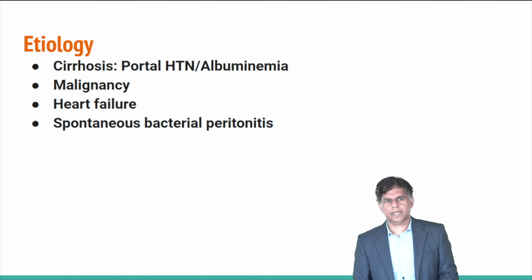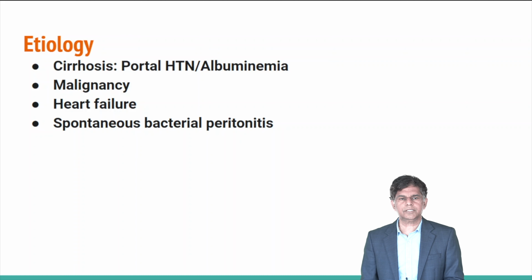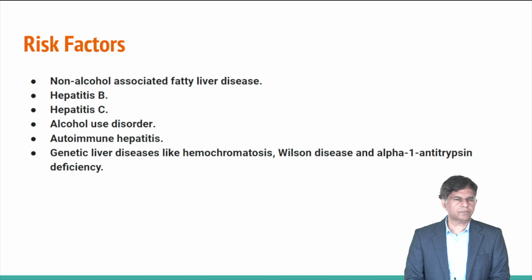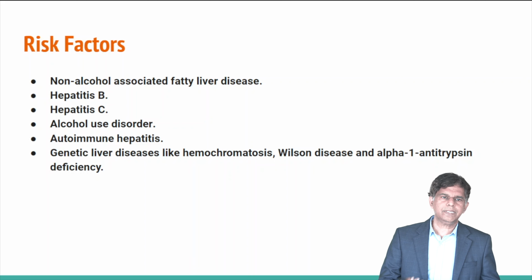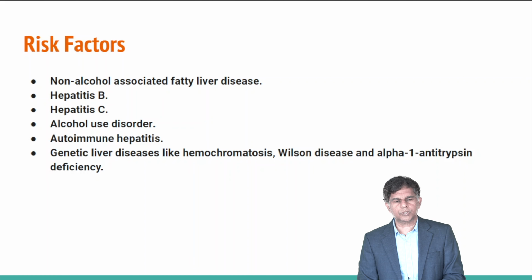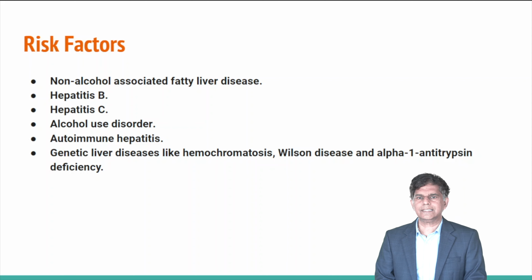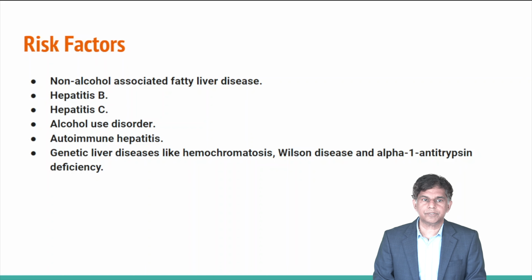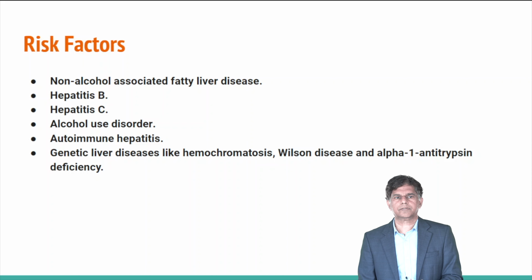So etiology, we said cirrhosis, portal hypertension, hypoalbuminemia, malignancy, heart failure, and you could have spontaneous bacterial peritonitis. When you look at the risk factors, of course liver disease can cause cirrhosis, right? Hepatitis B, C, alcohol use, autoimmune hepatitis, genetic liver disease, hemochromatosis, Wilson disease, and alpha-1 antitrypsin deficiency, any type of malignancy, CHF, and all of those are risk factors, right?